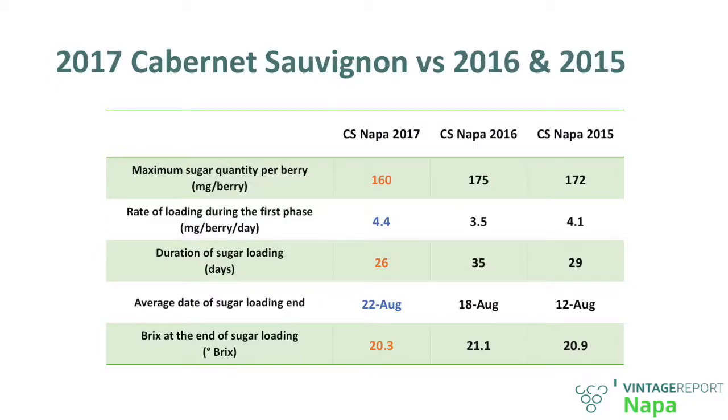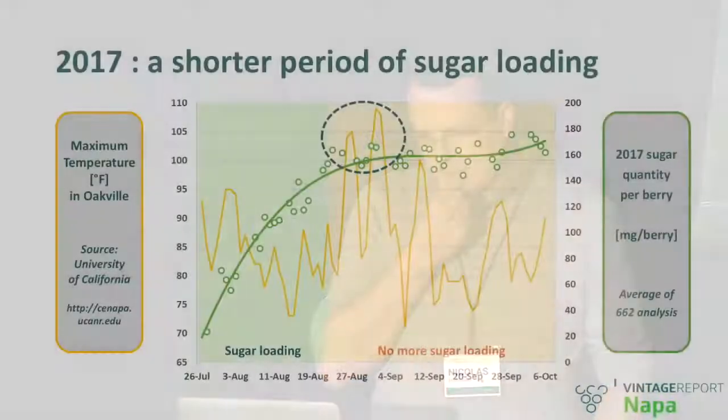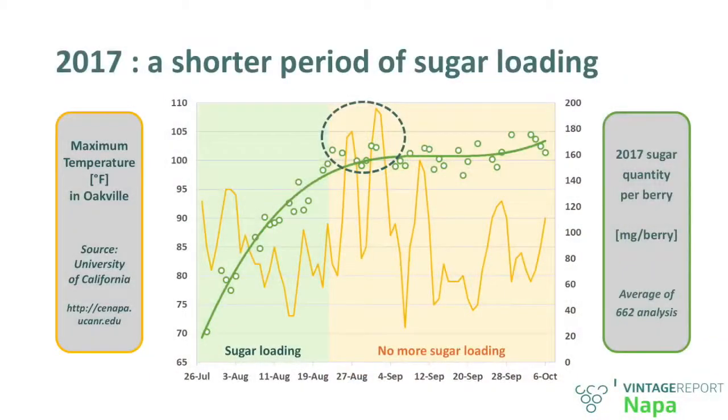So, what are the parameters that can explain that specific behavior, especially the shorter period of sugar loading? If we look at the sugar loading curve together with the maximum temperature in Napa during ripening, it's the orange curve. You see that at the end of August, we have the heat wave period, and that coincides with the stop of sugar loading.